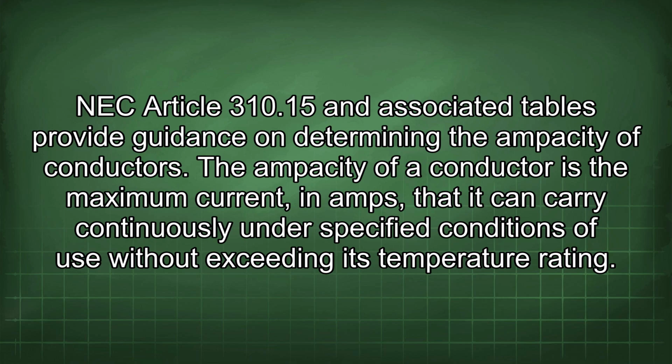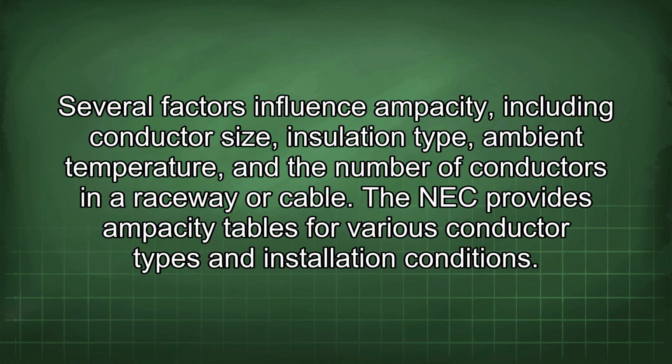NEC Article 310.15 and associated tables provide guidance on determining the ampacity of conductors. The ampacity of a conductor is the maximum current, in amps, that it can carry continuously under specified conditions of use without exceeding its temperature rating. Several factors influence ampacity, including conductor size, insulation type, ambient temperature, and the number of conductors in a raceway or cable. The NEC provides ampacity tables for various conductor types and installation conditions.